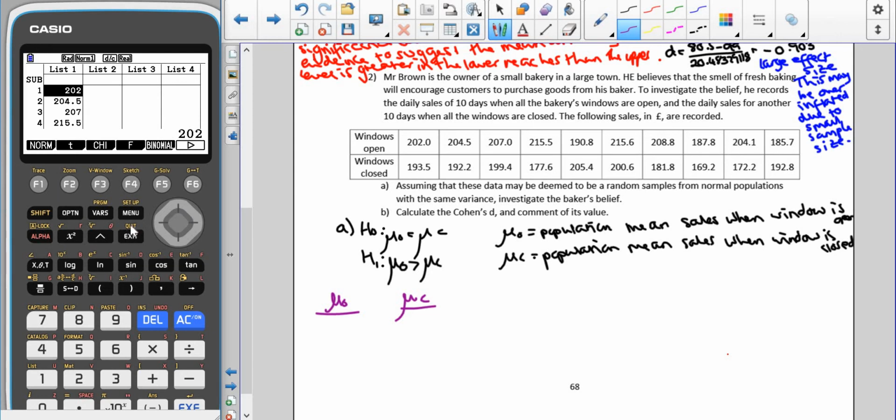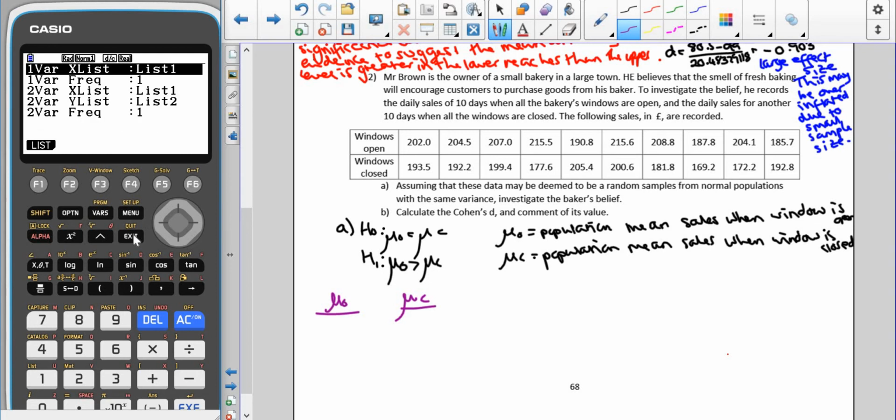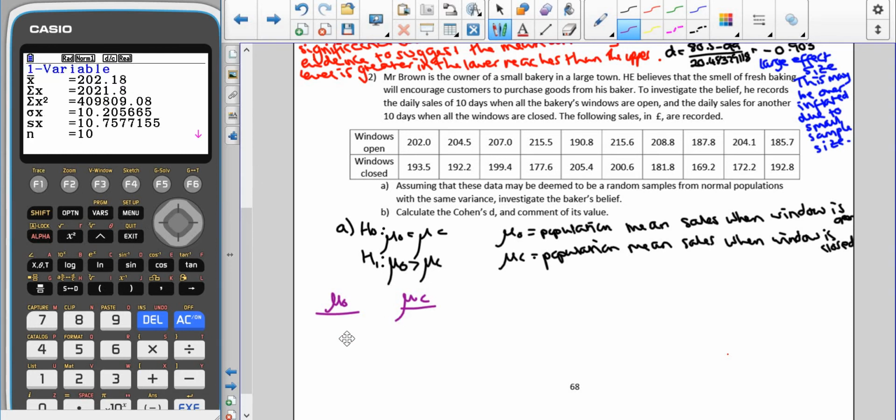Then we're going into calc, check that your set says list 1-1, which it should do from before, and then 1 var. So the sample mean for when it's open is 202.18. Our sample standard deviation when it's open is 10.7577155. And the number of pieces of data that we have is 10.